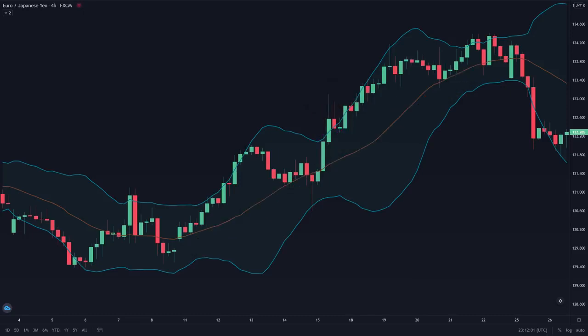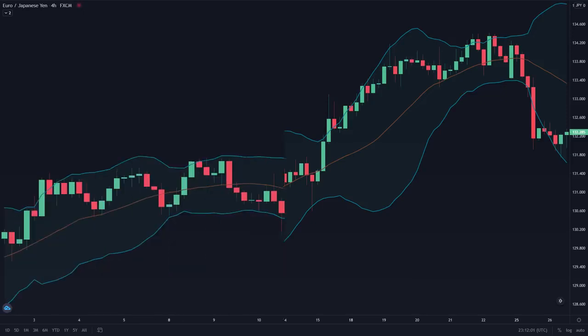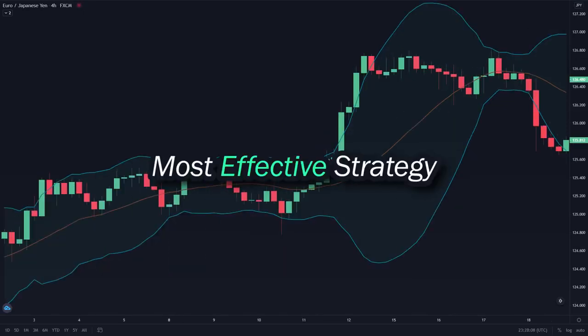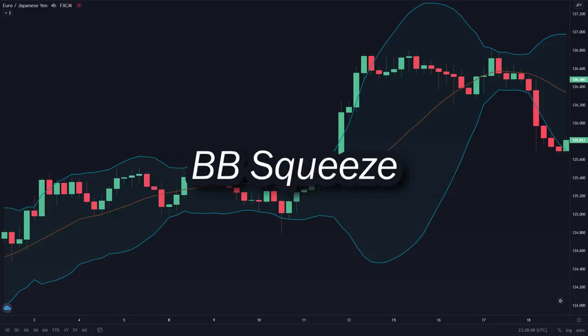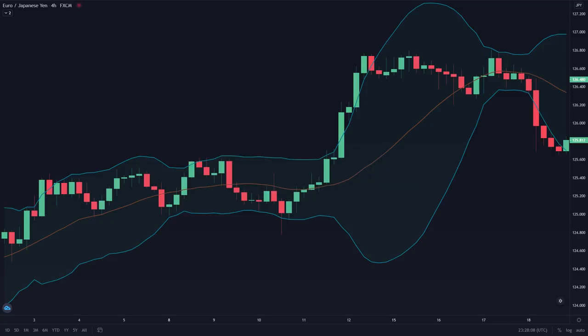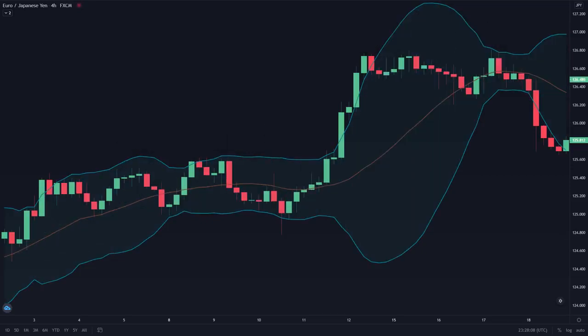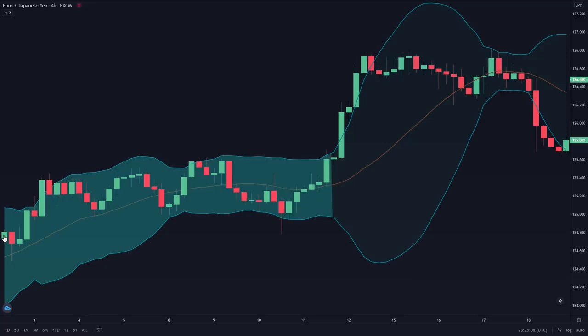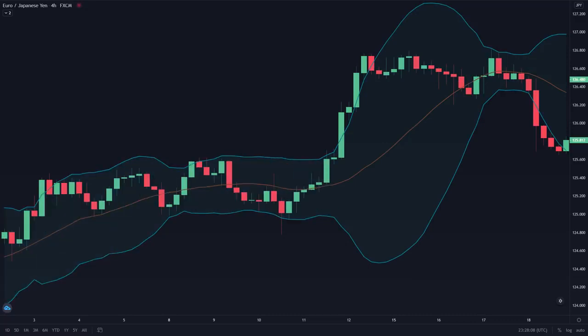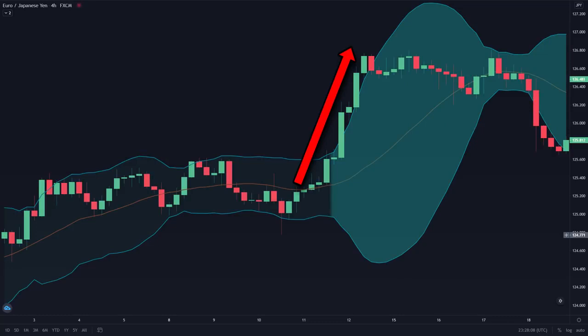So, after testing the Bollinger Bands indicator multiple times, I actually found the most effective strategy that you can use. And the strategy is called the Bollinger Band Squeeze. This strategy is based on predicting price breakouts using volatility. What you need to understand is that the volatility of the market is constantly changing from low to high and vice versa. Meaning that if the market is in a low volatility period like this, eventually volatility will start to pick up in the future, which can lead to big price movements and breakouts.